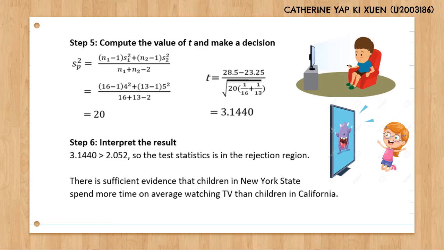As we all know, 3.1440 is greater than 2.052, where the t-statistic value is more than the critical value, so the test statistic will be in the rejection region. Therefore, we can conclude that there is sufficient evidence that children in New York State spend more time on average watching TV than children in California.